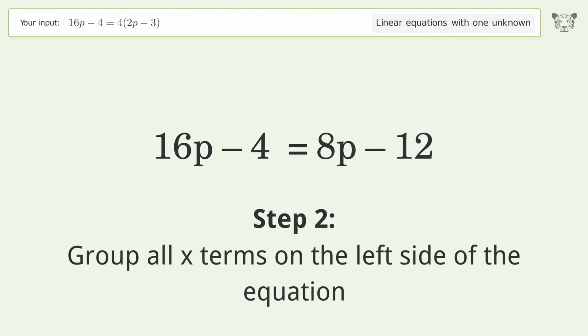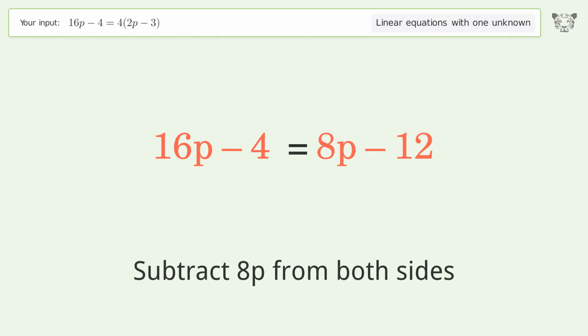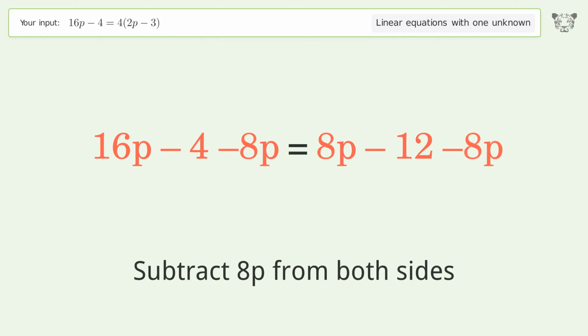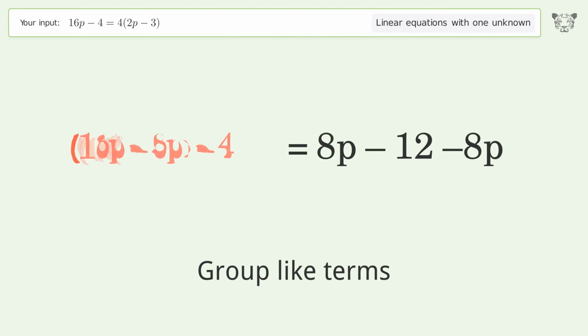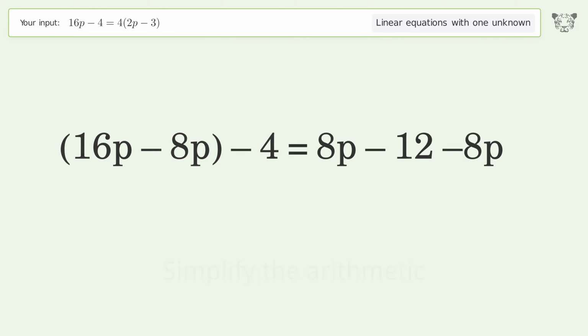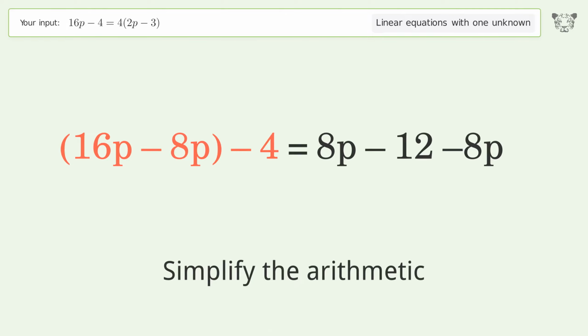Group all x terms on the left side of the equation. Subtract 8p from both sides. Group like terms. Simplify the arithmetic.